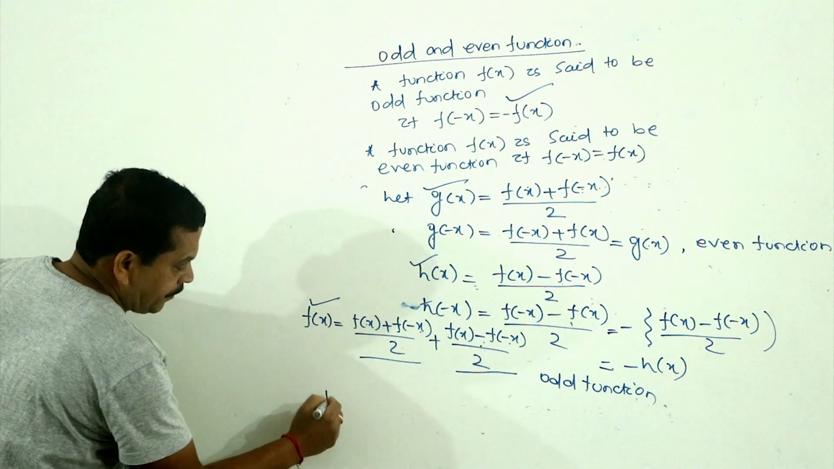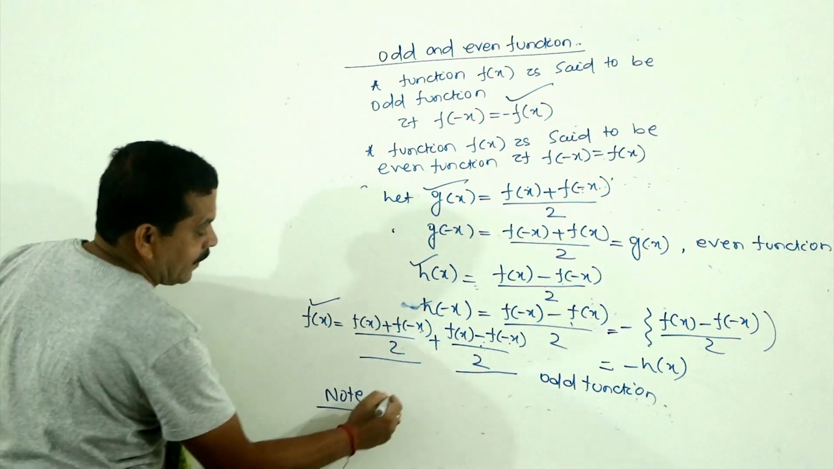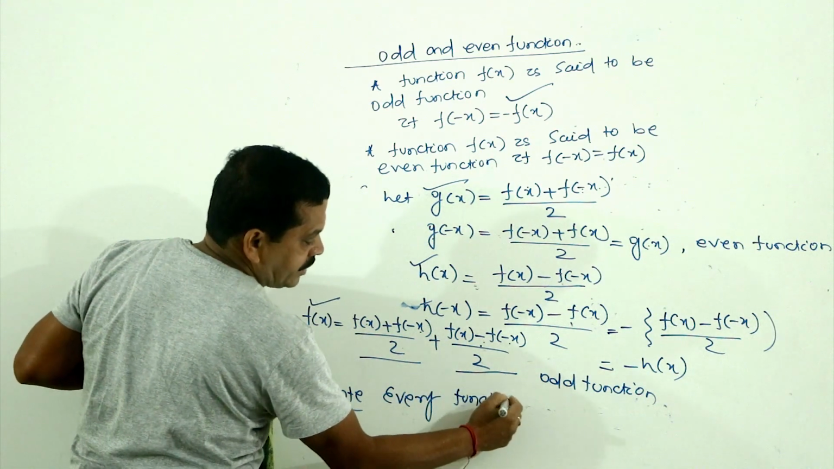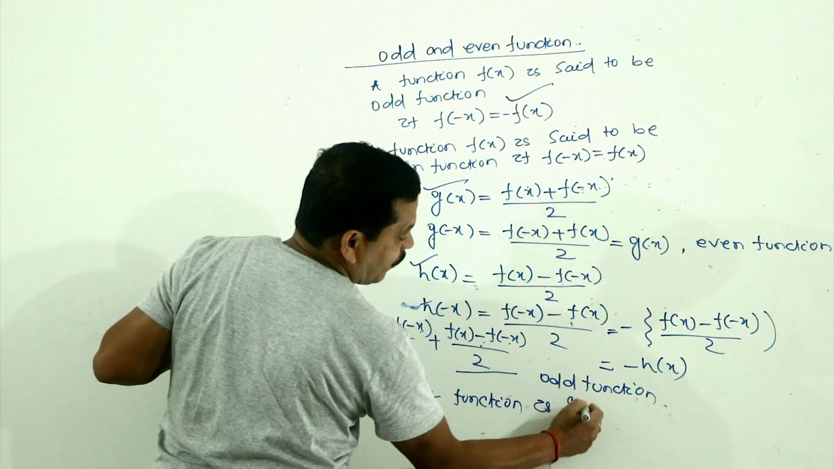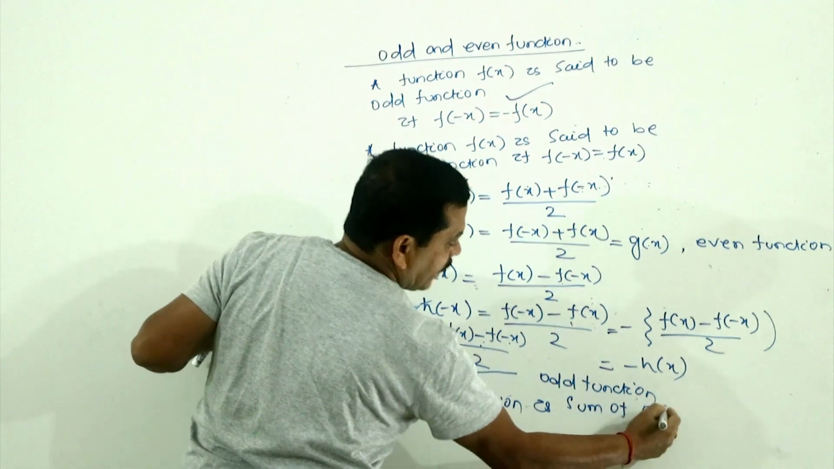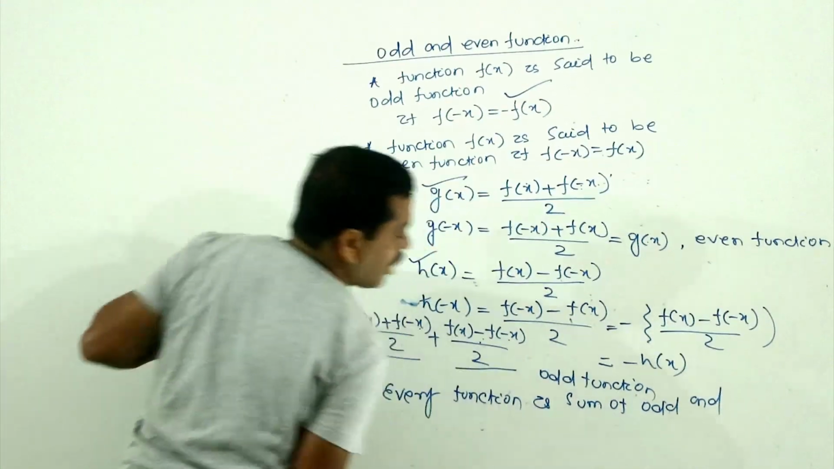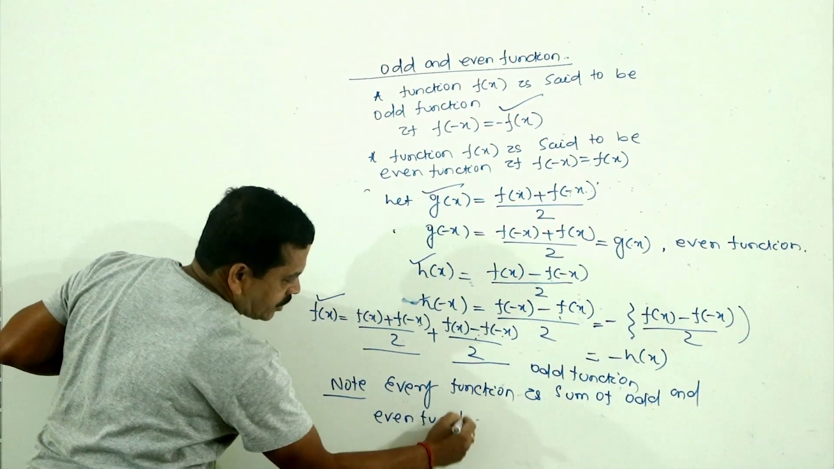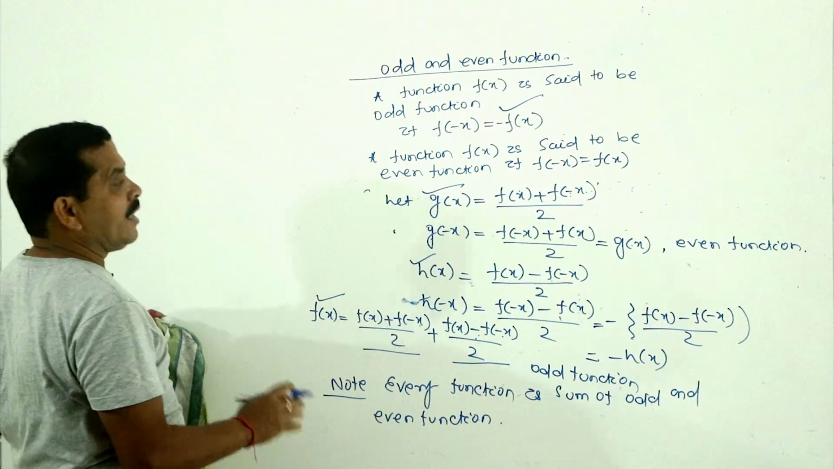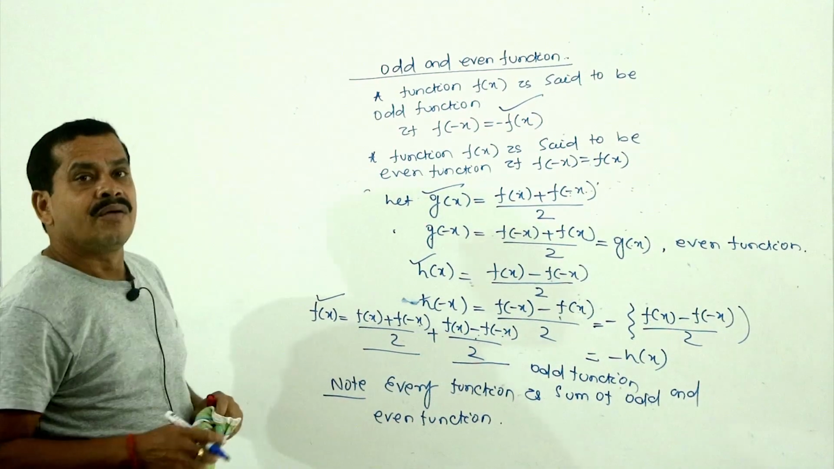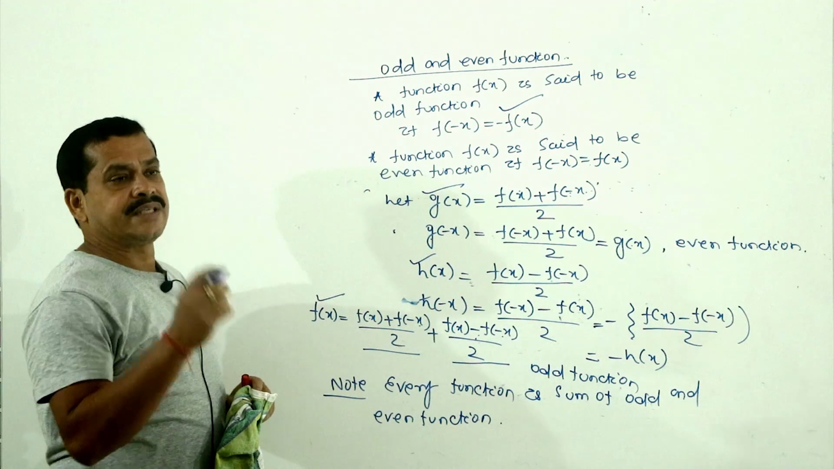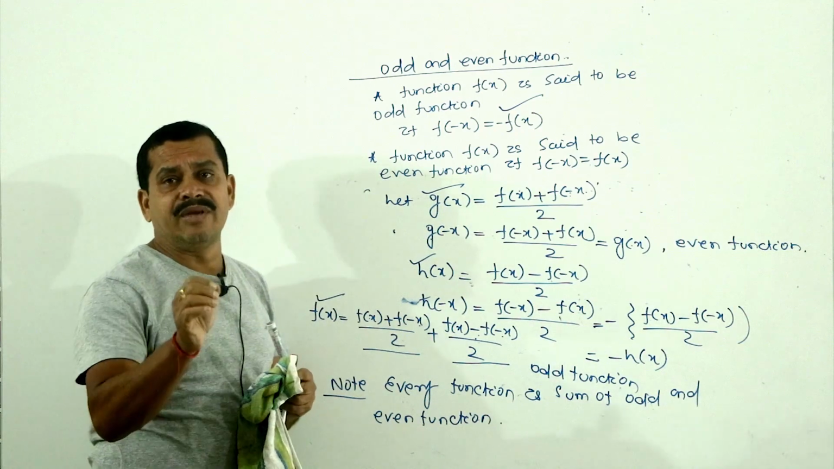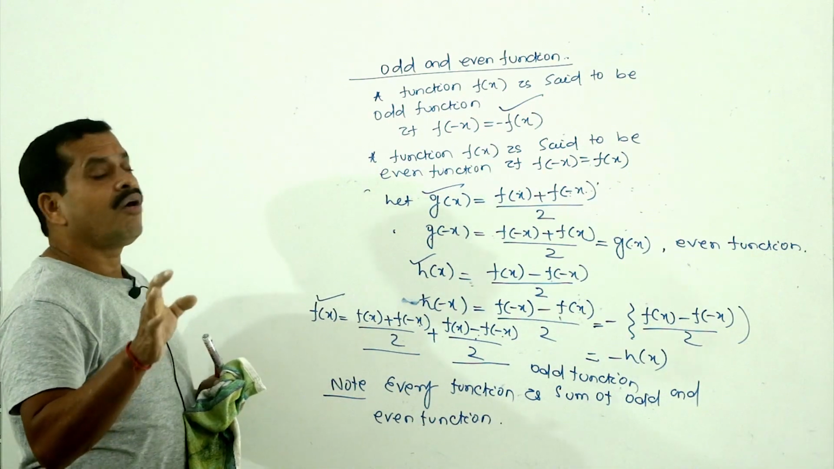That is the conclusion. Note it down: every function is the sum of an odd and an even function. Means we can express a function as the sum of even and odd functions. So this is the procedure to examine whether a function is an even or odd function.